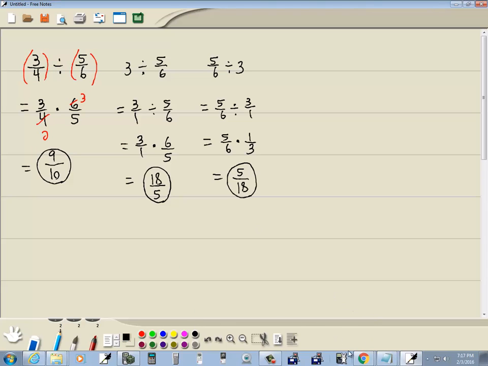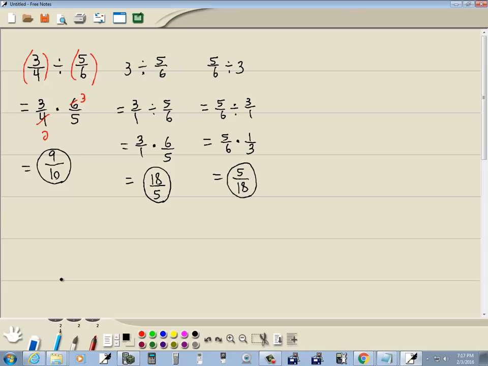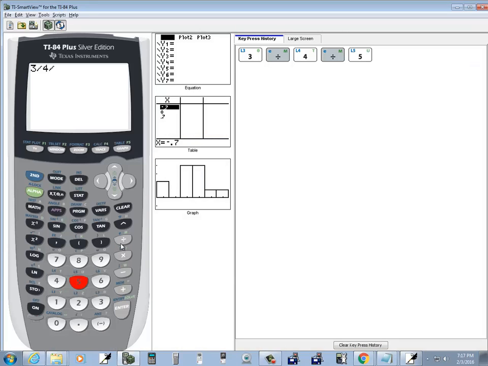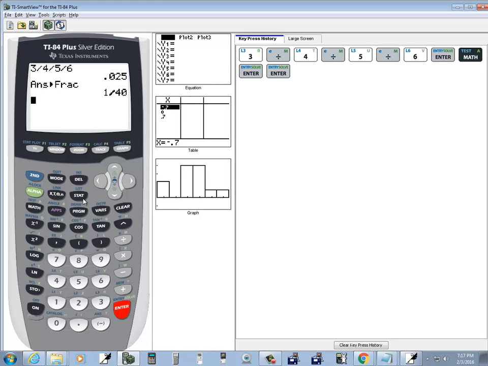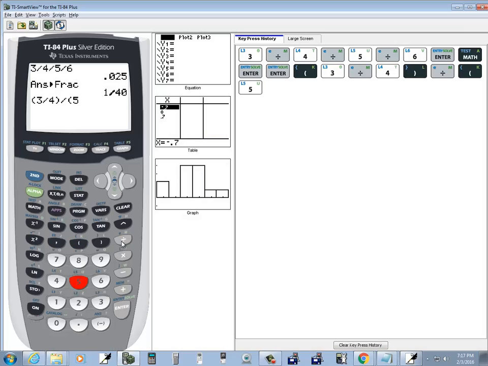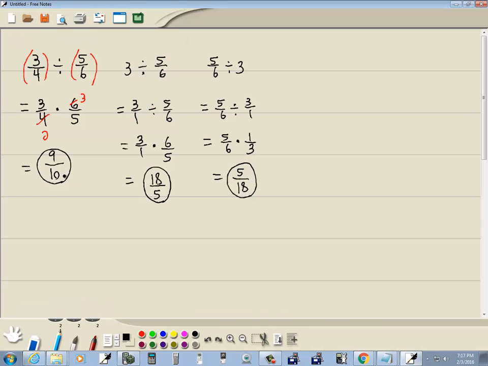Now I'm going to look at a TI-83, TI-84. And if I did 3 divided by 4 divided by 5 divided by 6 and press enter, we get 0.025. And if I do Math, Enter to change it to a fraction, we get 1 over 40, which is not correct. But by putting parentheses around the fraction like I indicated, we'll do 3 divided by 4, closing parentheses, divided by, beginning parentheses, 5 divided by 6, closing parentheses, enter. And now if we do Math, Enter, we get our 9/10.